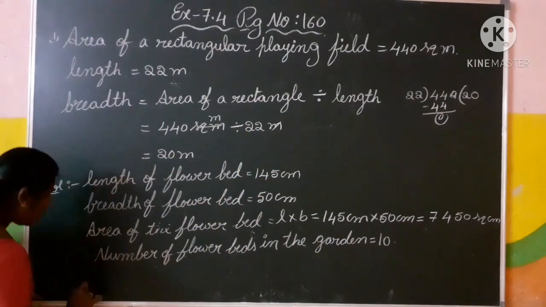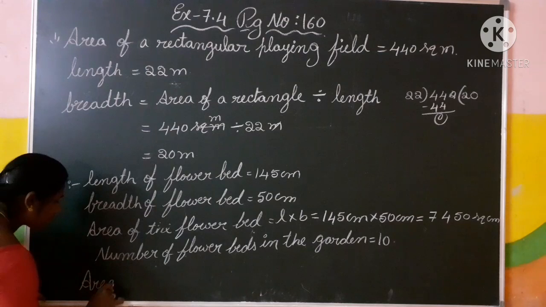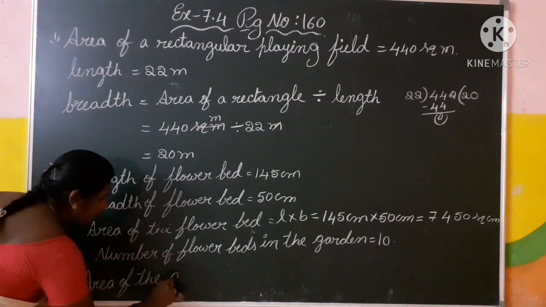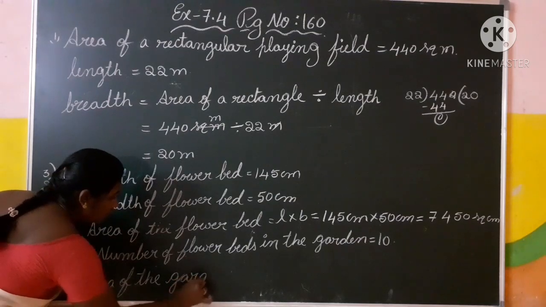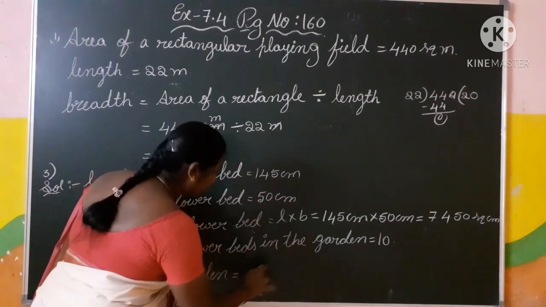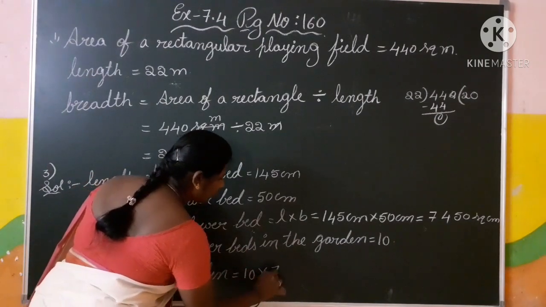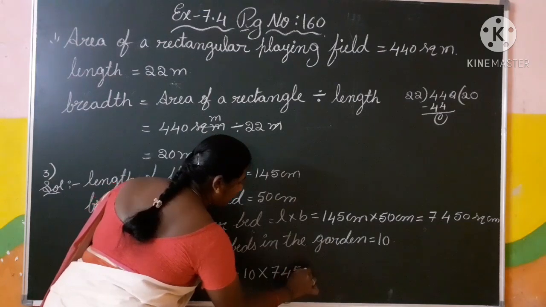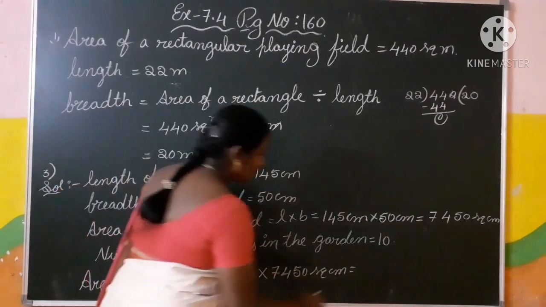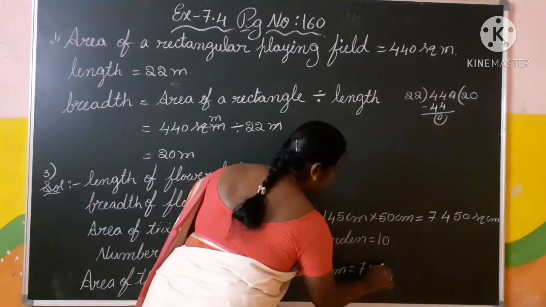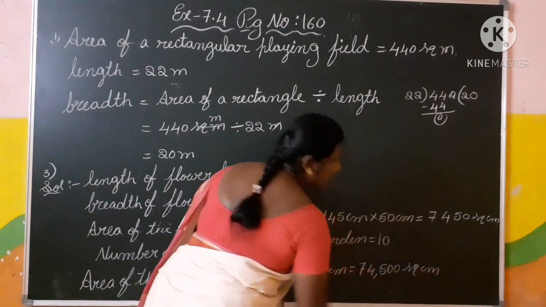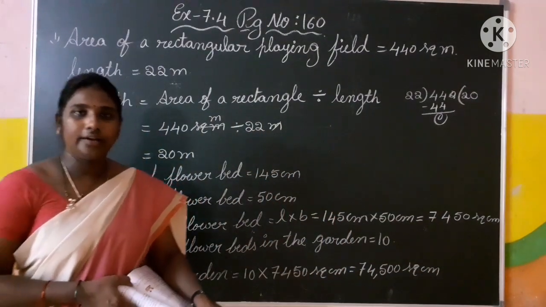So area of the garden. Each flower bed area is 7250 square centimeters, and there are 10 of them. So 10 into 7250 square centimeters is 72,500 square centimeters. This is the area of the garden.